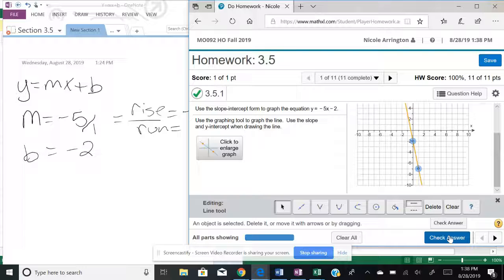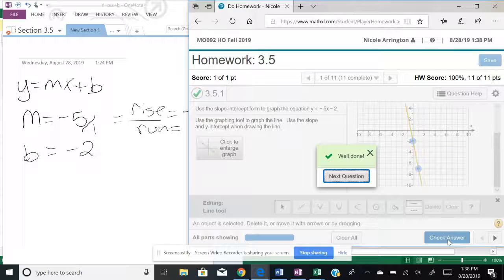Another quick thing to look at: was my slope negative? Am I going down the hill? Yes. Okay, so hopefully I did that correctly. All right, way to go, guys.